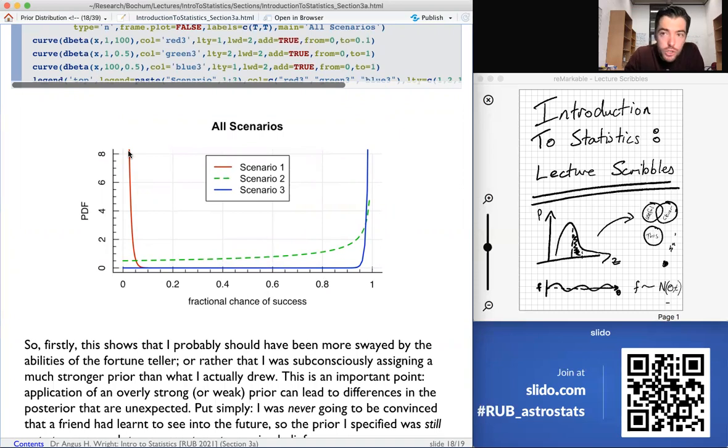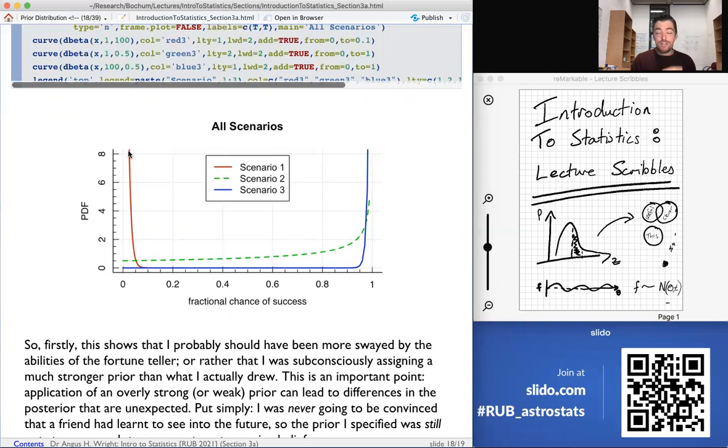Either I should have been more swayed by the fact that this fortune teller correctly predicted 10 heads in a row. I should have seen that and said, wow, that's really impressive. Maybe he's telling the truth, and shifted my guess. Or more likely, I would argue, the prior that I specified wasn't a fair reflection of just how unlikely I think it is that he can actually see the future.